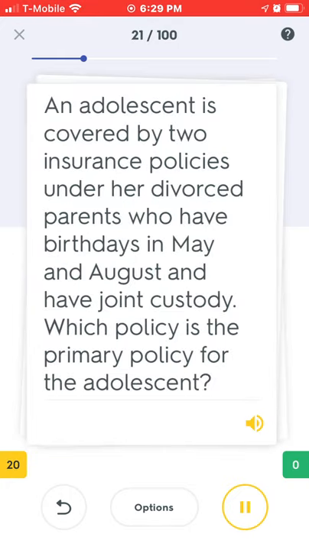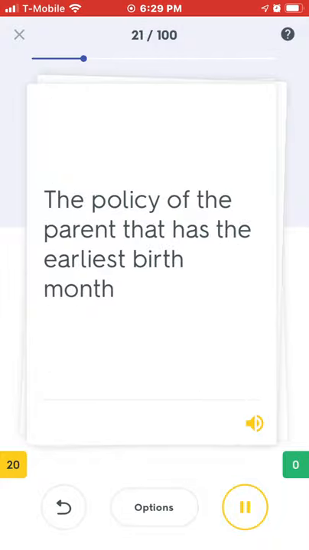An adolescent is covered by two insurance policies under her divorced parents who have birthdays in May and August and have joint custody. Which policy is the primary policy for the adolescent? The policy of the parent that has the earliest birth month.